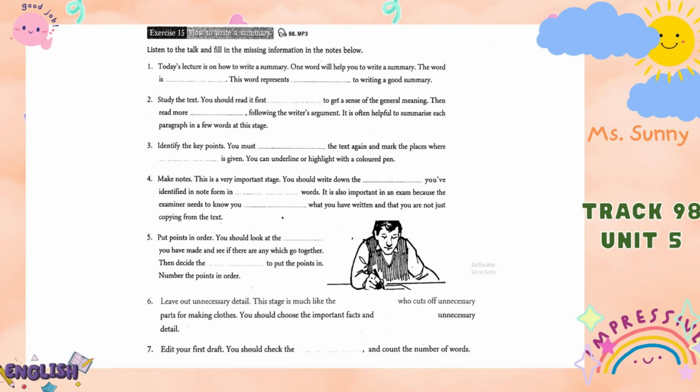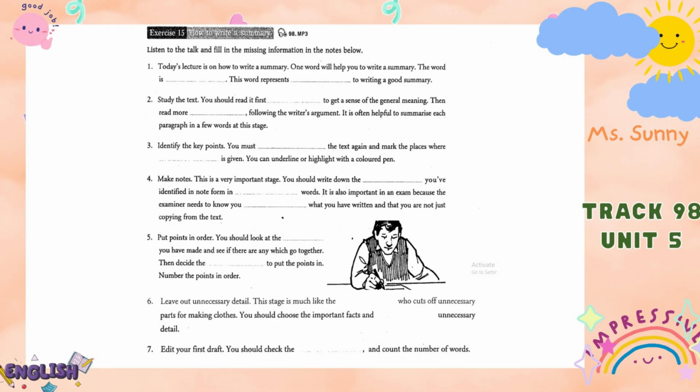Let us start with studying the text. When you get an article, you should read it first fairly quickly to get a sense of the general meaning. Then, read it more carefully, following the writer's argument and noticing what is fact and what is opinion, what is a general statement, and what is a particular example. It is often helpful to summarize each paragraph in a few words at this stage.